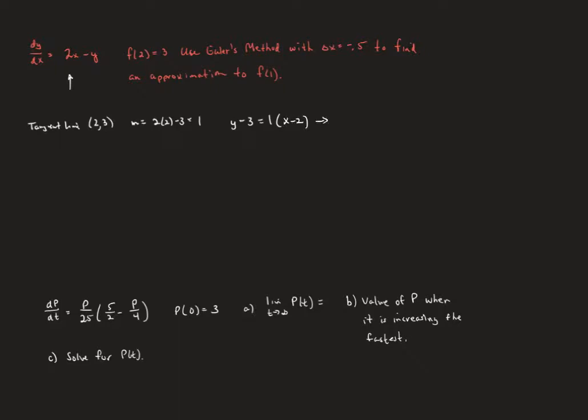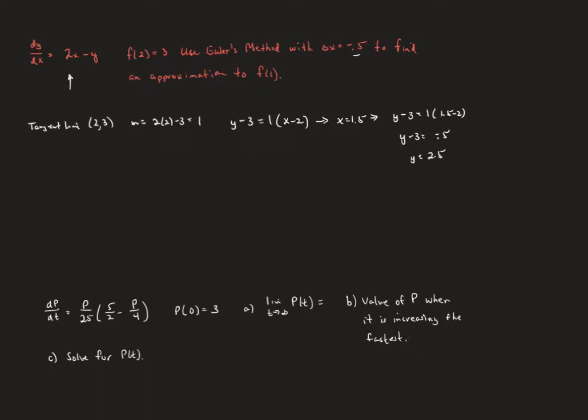Now we're going to use that tangent line and step the x value to the left 0.5. So we were at 2, so now we're going to plug in 1.5 for the x and see what the new y is. So y minus 3 is going to be 1 times 1.5 minus 2. So y minus 3 is negative 0.5, and we'll add the 3 over, and that's going to give us 2.5.